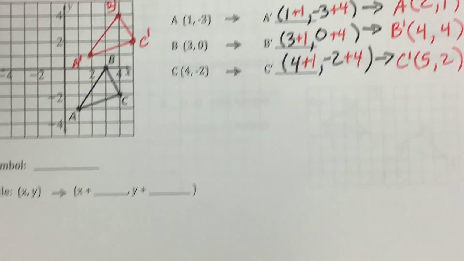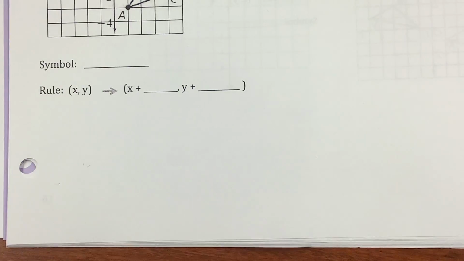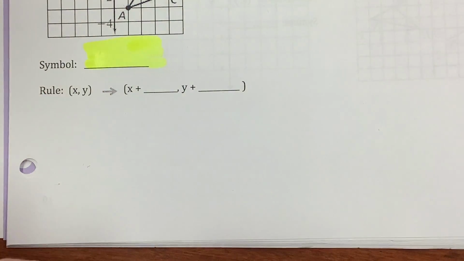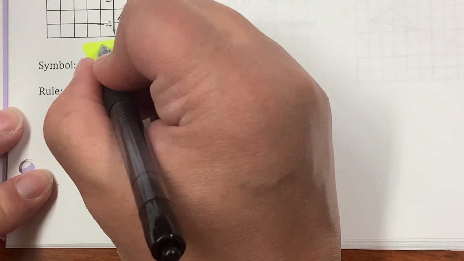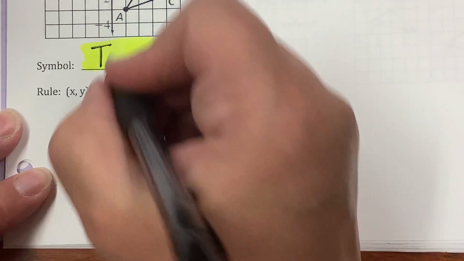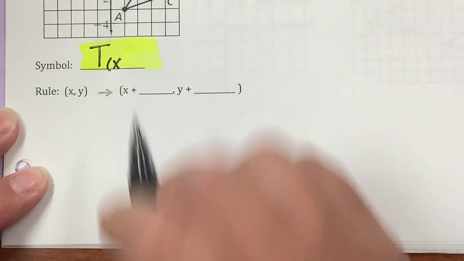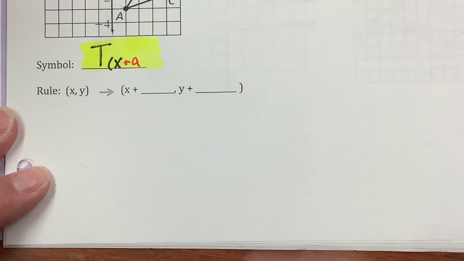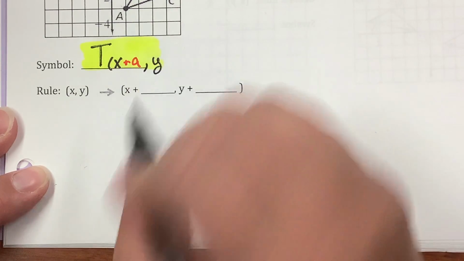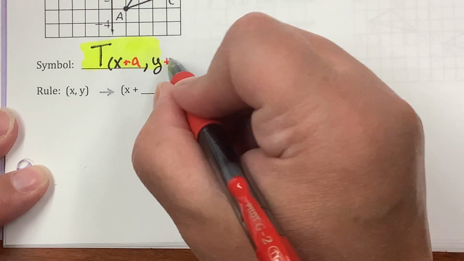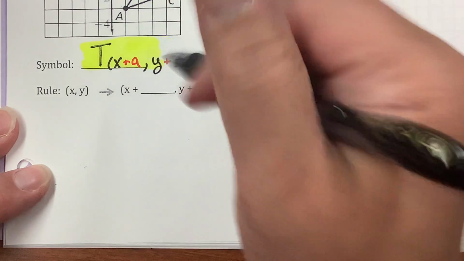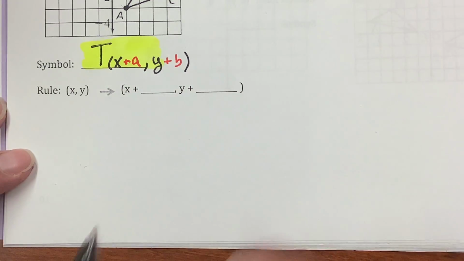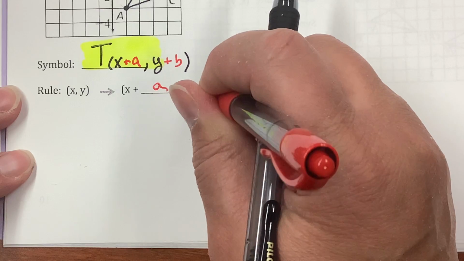All right, so the symbol for this, remember the symbol, you know what, I'm going to make this nice and highlighted. It's a capital T, a big giant T for translate. And to X, I'm adding an A. What? Yes. And to Y, I'm adding B. That's the general rule for translation: X plus A, Y plus B.